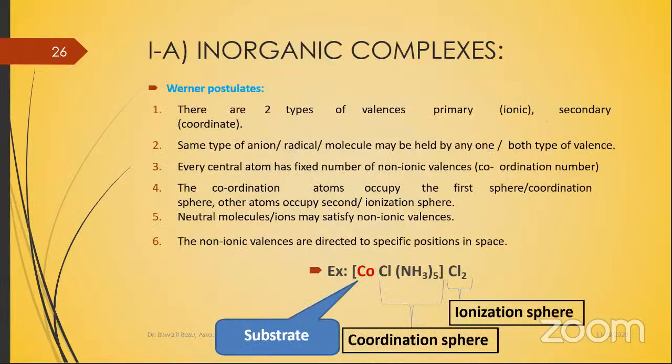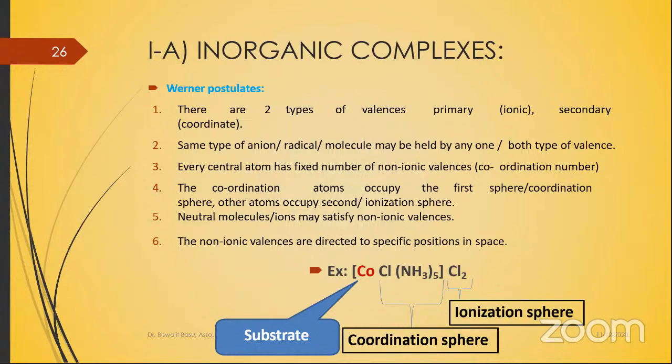There are two types of valencies, ionic and coordination. The same type of anion, radical or molecule may be held by any one or both types of valencies. Every central atom has a fixed number of non-ionic valencies, that is the coordination number. In the case of cobalt, that is 6.